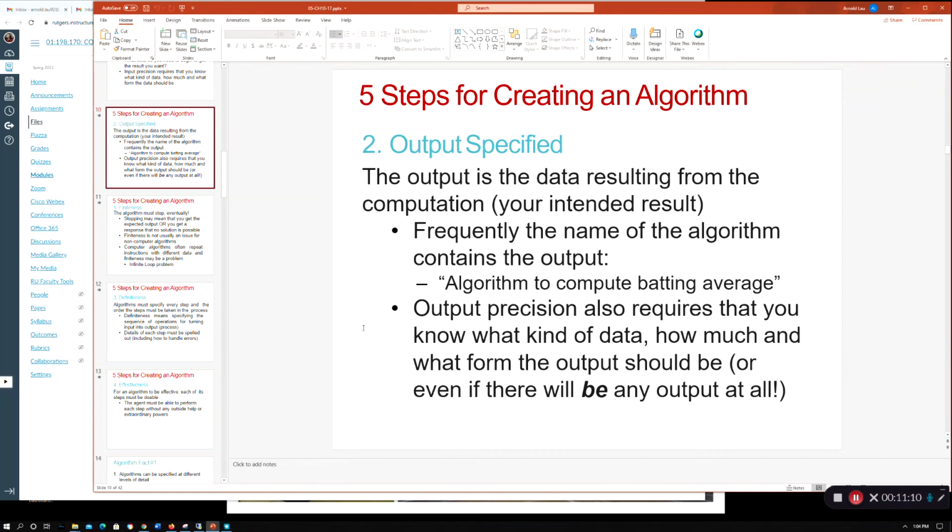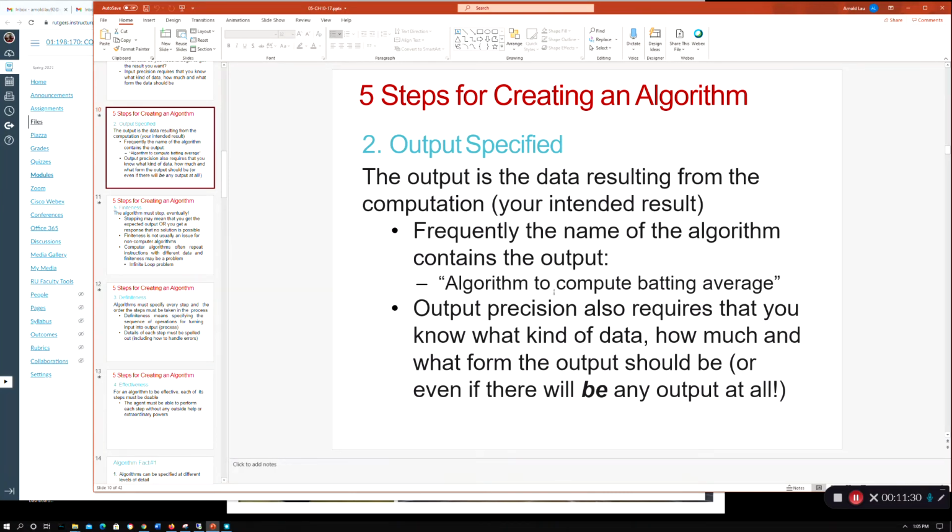You need some output here. Okay, so this is fairly straightforward. Don't know if you need to say compute batting average, just say algorithm to compute an average, right? That covers everything really. You don't really need to care about a batting average, right? But it has some sort of average, right?